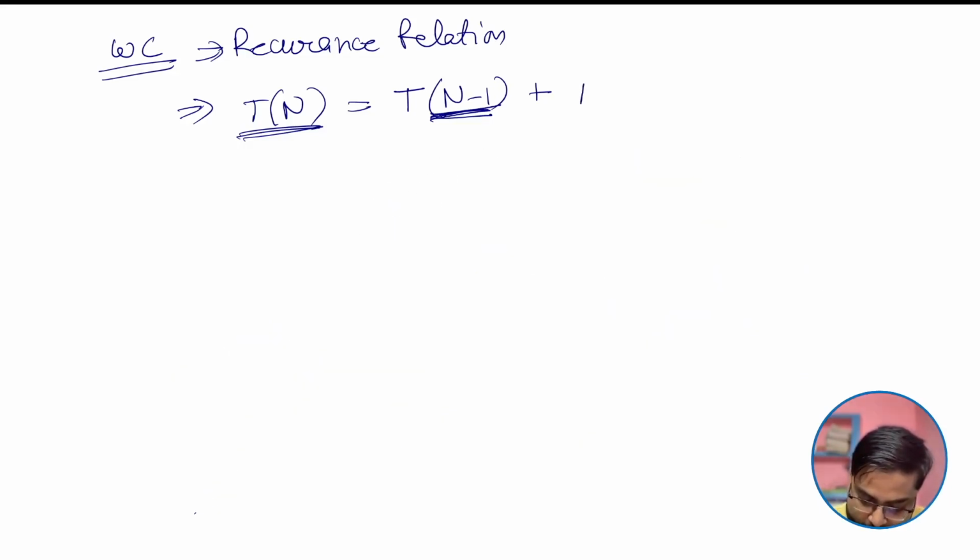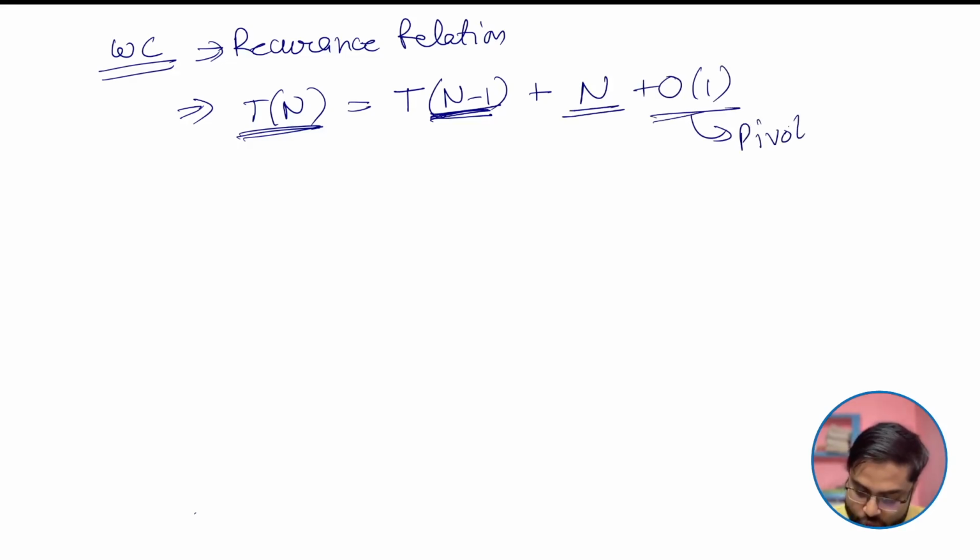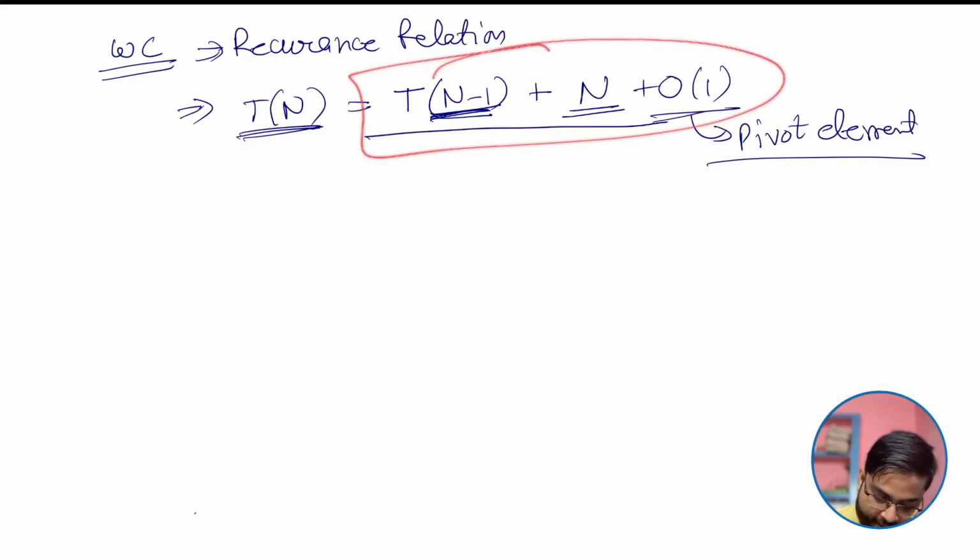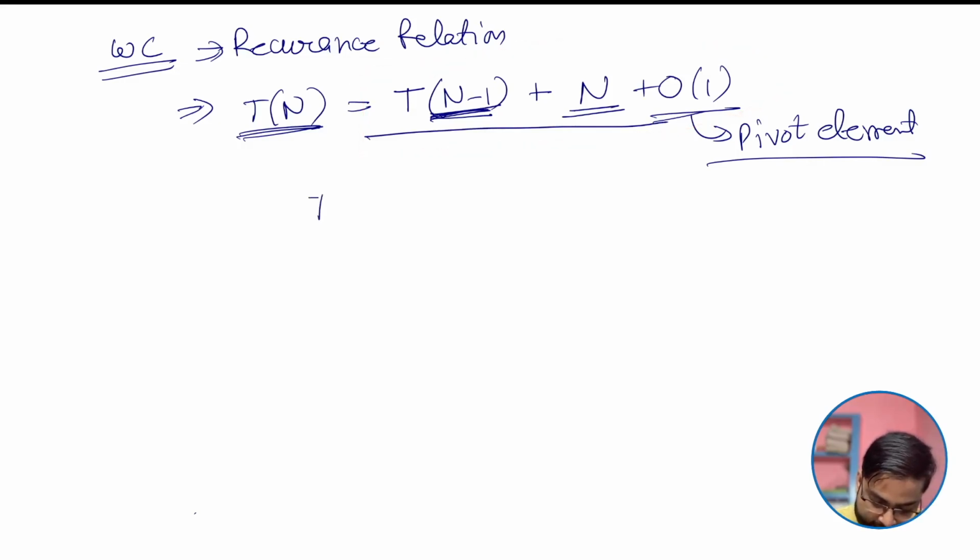So the time complexity of partition will be n only. Okay, and order of one time will be taken by pivot selection. Every time we are selecting my pivot, so it will be order of 1. So when you solve this, the time complexity will be order of n square in worst case.